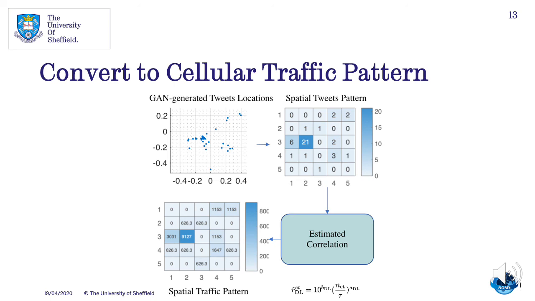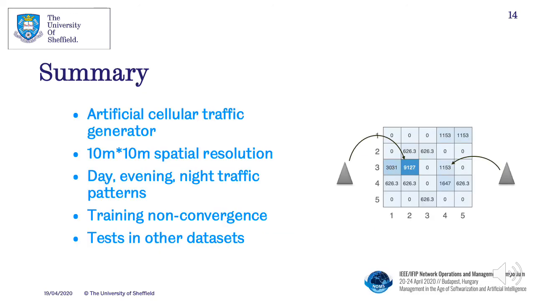Then we have the generated distribution of traits, which are distribution coordinates. What we need is traffic. So we just transform it into a matrix and use the estimated correlation, which we found in our previous research, to transform it into a spatial traffic pattern. And this pattern can be used to deploy the simulation and mirror the difference.